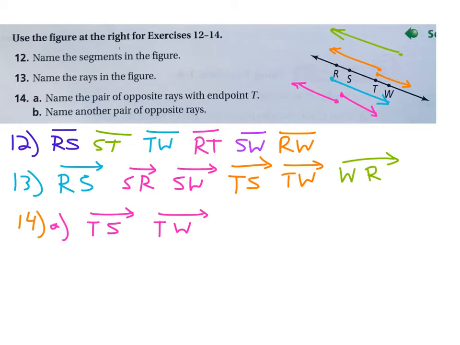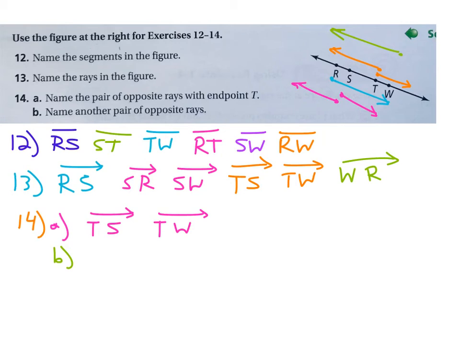Let's say B. And we just need to take a point that has other points on both sides of it. So I can see that we couldn't choose W because that only has points on one side. We couldn't choose R because that only has points on one side. We've already done T in part A, so now we're going to do S, and that's these pink ones right here.